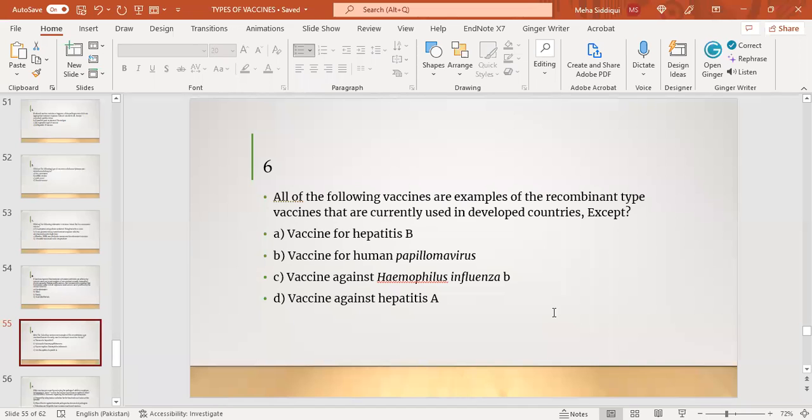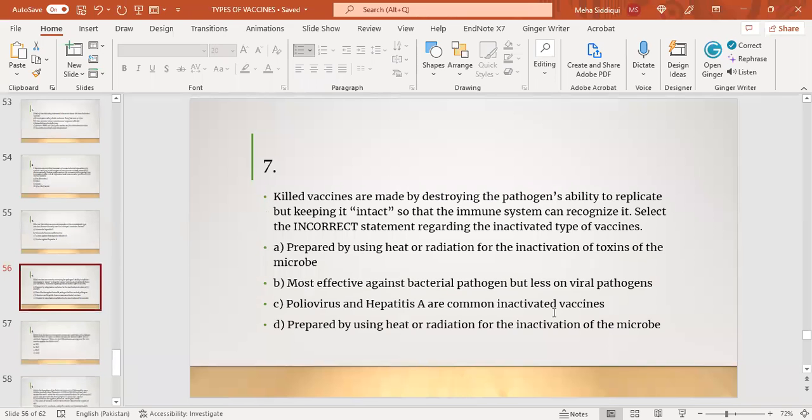MCQ number 6. All of the following vaccines are examples of recombinant type vaccines that are currently used in developed countries except a vaccine for hepatitis B, vaccine for human papilloma virus, vaccine against H influenza type B, and vaccine against hepatitis A. The right answer is D, the vaccine against hepatitis A, because it is a type of killed vaccine.